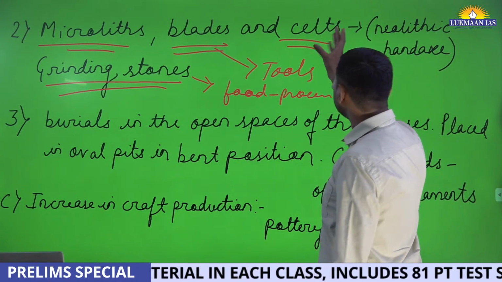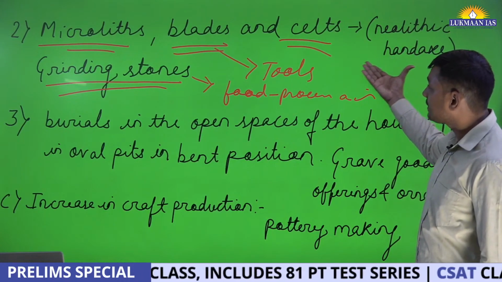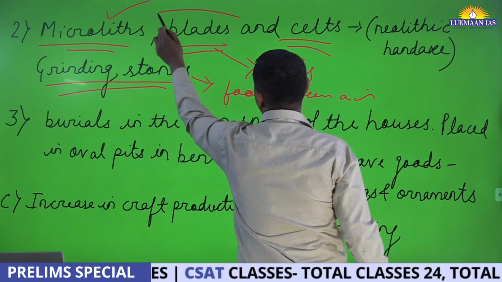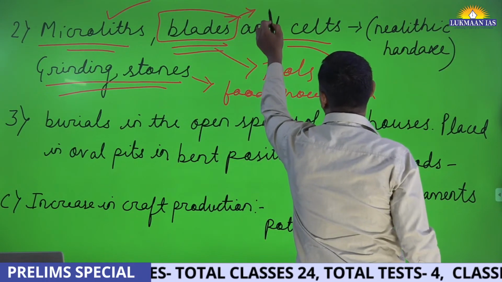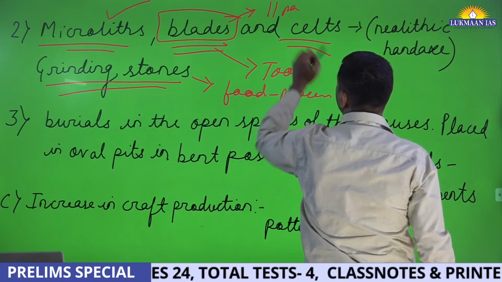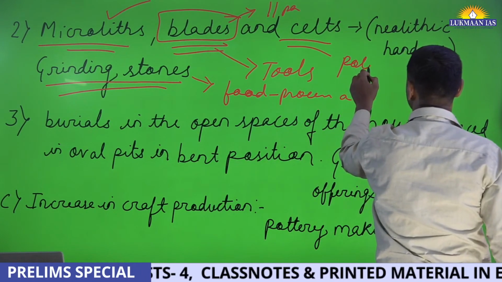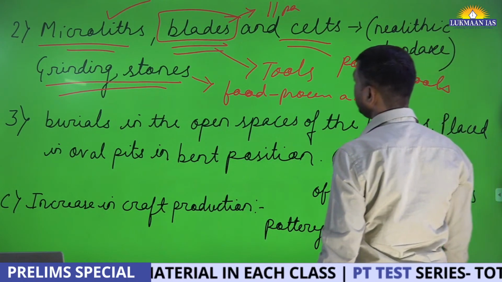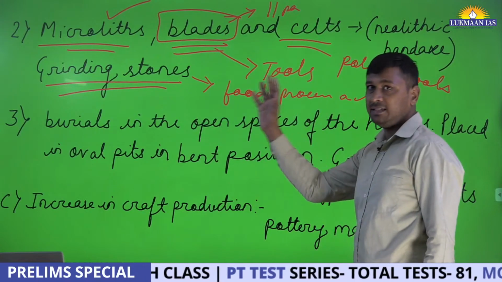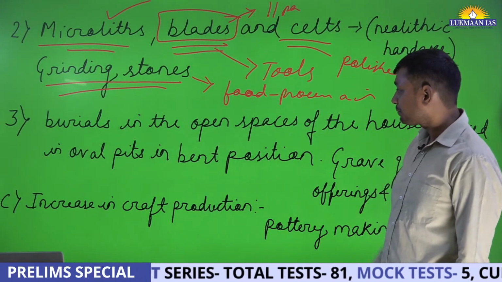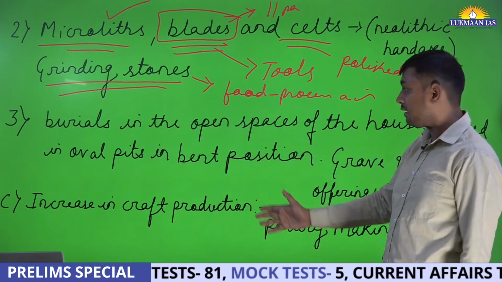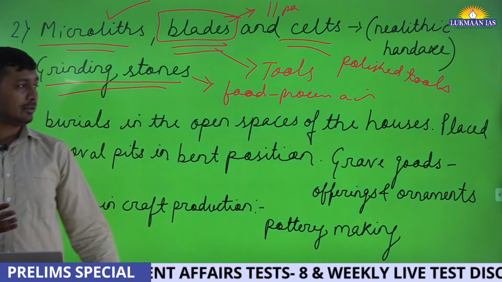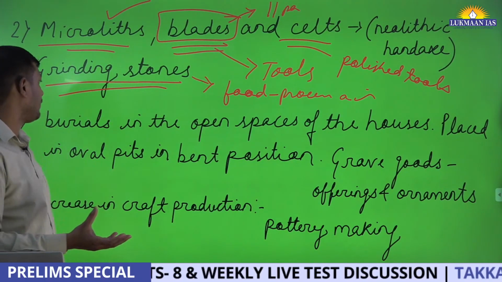Apart from this, the celt is a Neolithic hand axe. Microliths we trace from the Mesolithic period. Blades, again, were an innovation, or the parallel blades were an innovation. And the polished tools are all features of the Neolithic age in India. So these are the evidences which have been found at the site of Mehargarh. Now we come to the burial practices and what evidences there are at the site of Mehargarh.